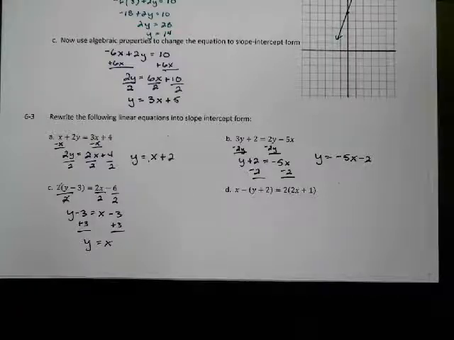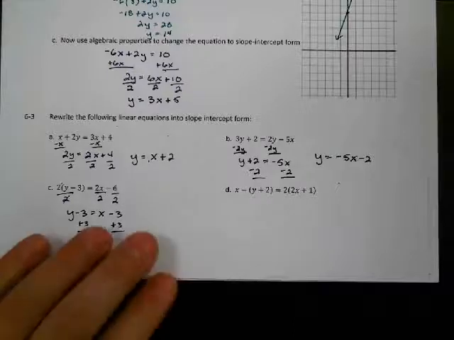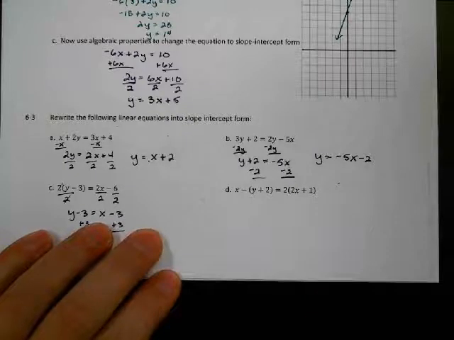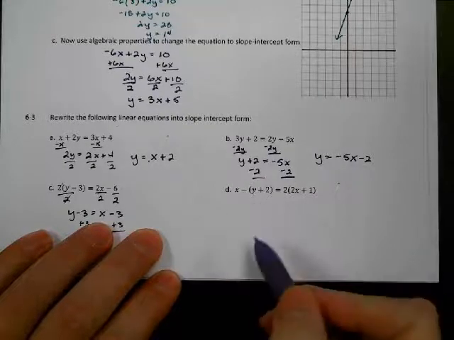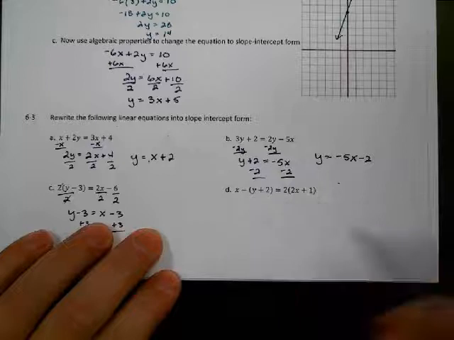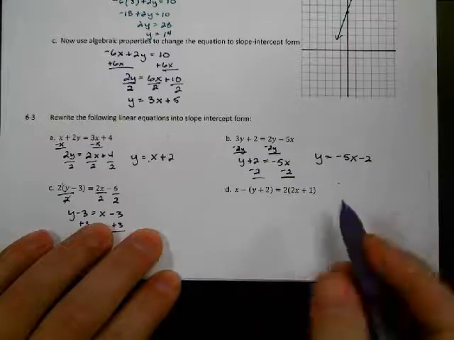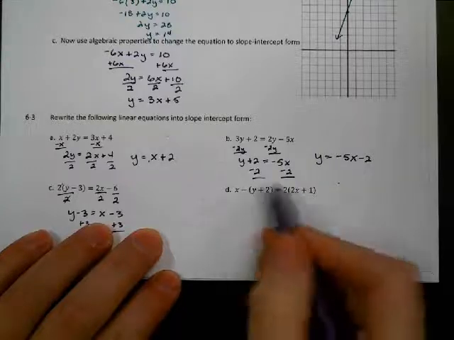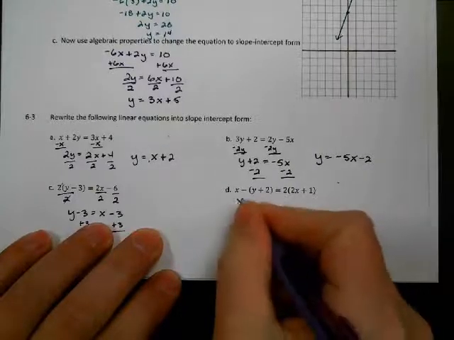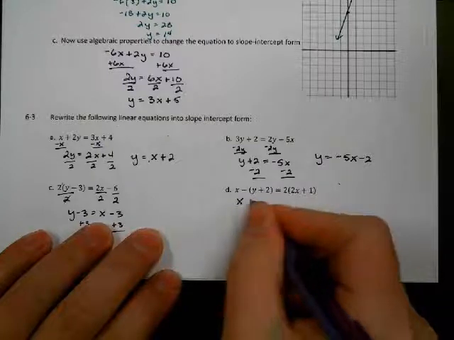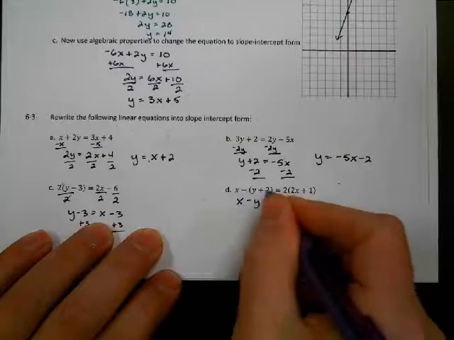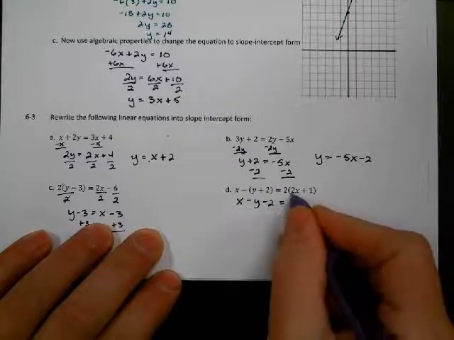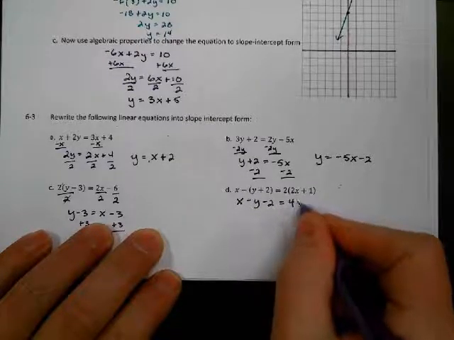All right, next one. Now this one, I'm probably going to go ahead and distribute over here. I've got distributing on both sides, so it doesn't make a lot of sense to me to just try to divide by 2 on both sides or whatever. I'm just going to distribute both sides. So I've got x, and this is a negative 1 times y, so that's negative y, and negative 1 times 2 is negative 2. On the other side, 2 times 2x is 4x, and 2 times 1 is 2.